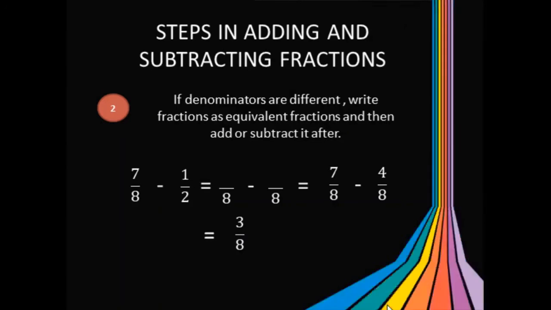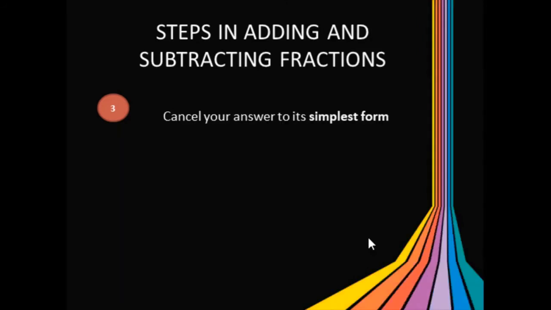Alright? Again, if our denominators are different or not the same, first thing you do is to find their common denominator, change the fraction, you divide and multiply before you add or subtract. Okay, let's go to step 3. Cancel your answer to its simplest form. Again, cancel your answer to its simplest form.